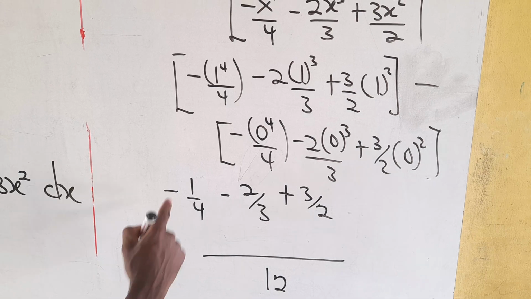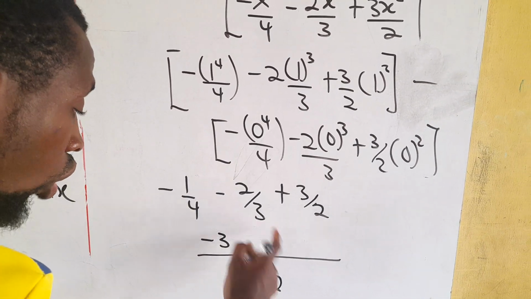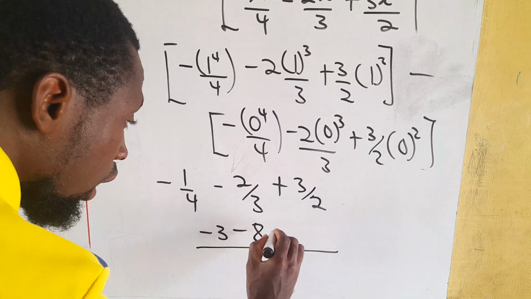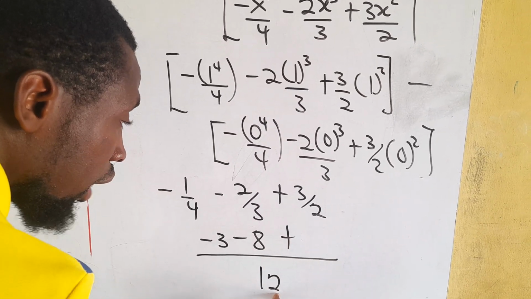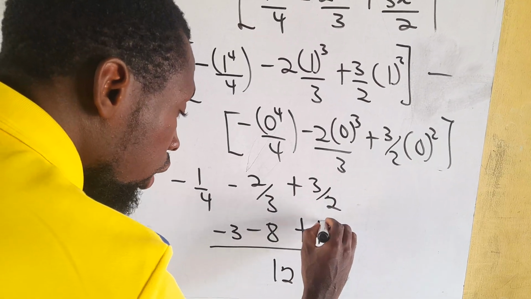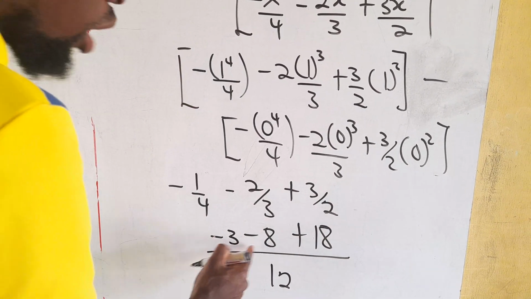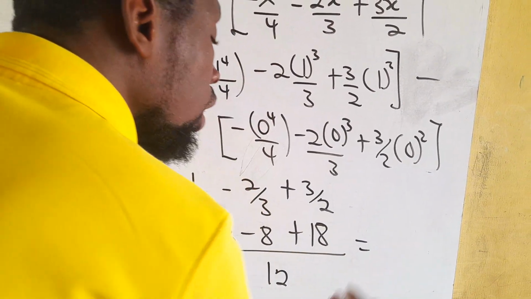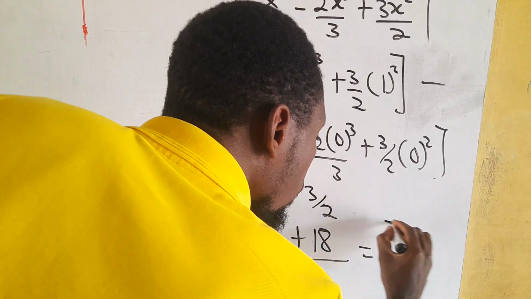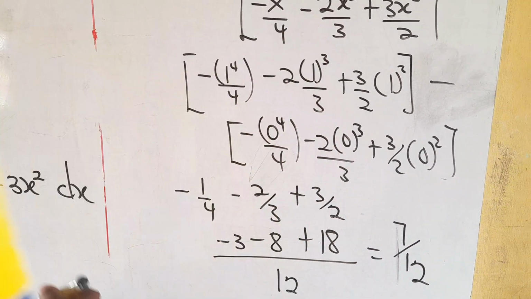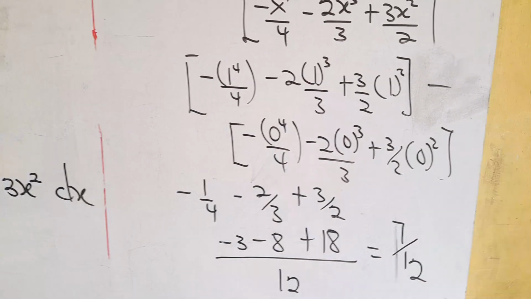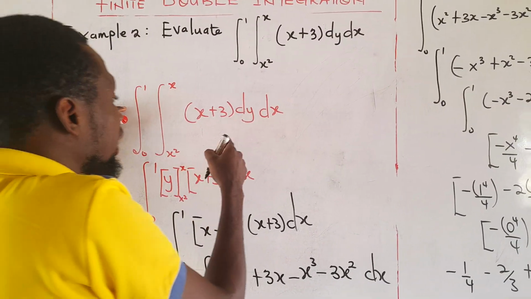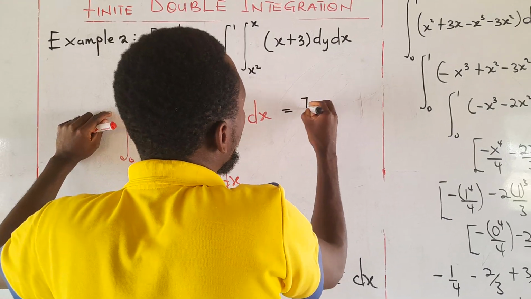4 going into 12, 3 times. This will be minus 3. 3 going into 12, 4 times. 4 times negative 2, that will be minus 8. Then 2 going into 12, 6 times. 6 times 3, that will be 18. Negative 3 minus 8, that will be negative 11. Plus 18, that will be 7 over 12. So we can say that the integral from 0 to 1 and x squared to x of x plus 3 dy dx is actually 7 over 12.